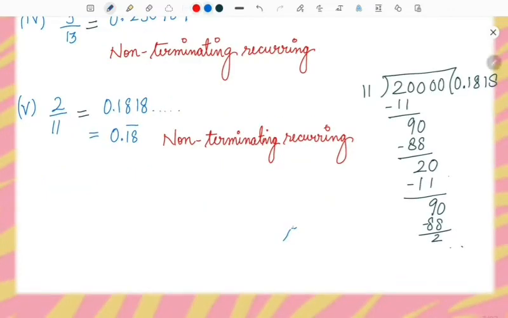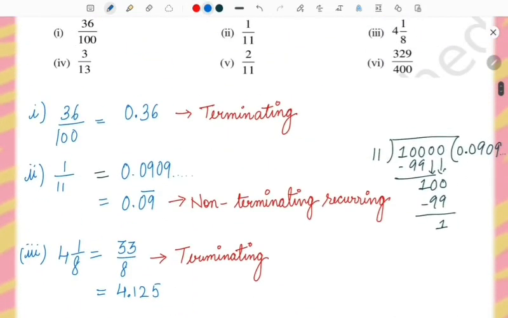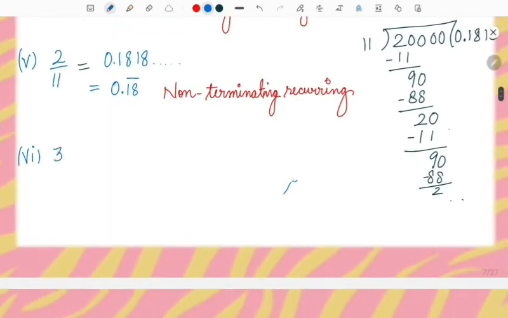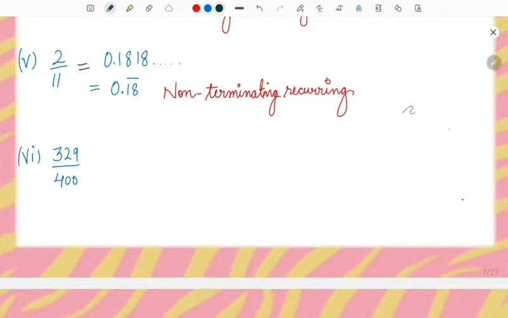Coming to the sixth part, what do we have for sixth part? For sixth part, we have 329 by 400. 329 by 400. Let's erase this one. Let's divide 329 by 4. Okay. हम 400 से नहीं कर रहे हैं because we'll shift the decimal 2 places to the left, 100 से divide करने के लिए. Okay.